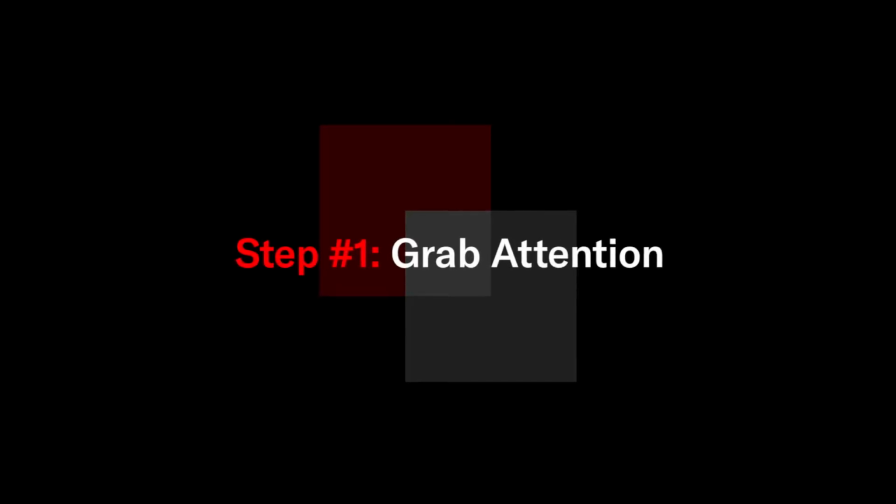So with that formula in place, I'm going to explain how we use all 4 of those pillars to inform each step in our email outreach process. So let's dive in. First step is grabbing attention.